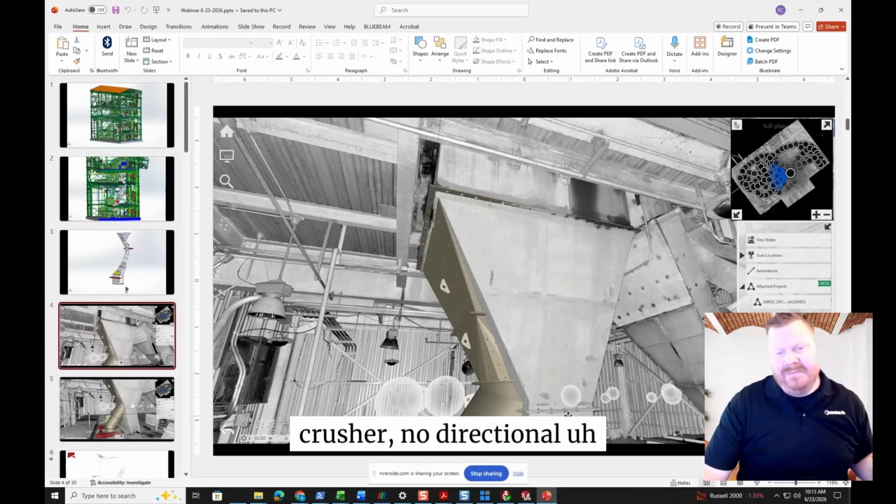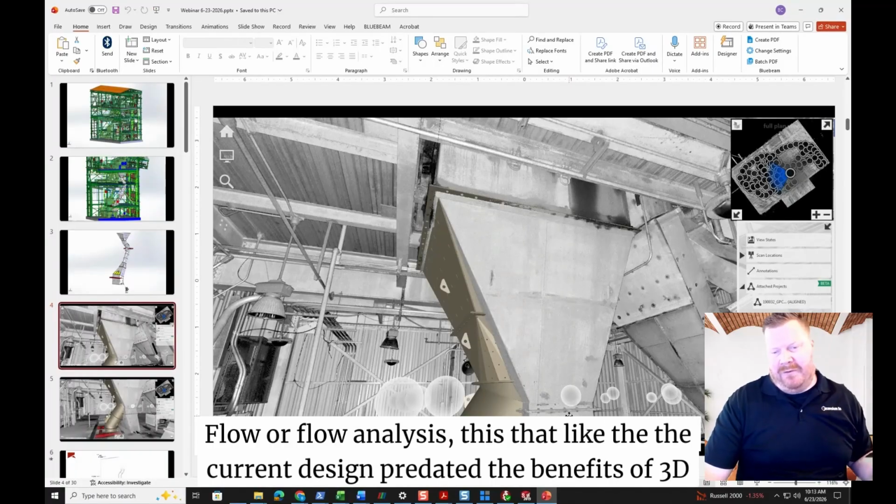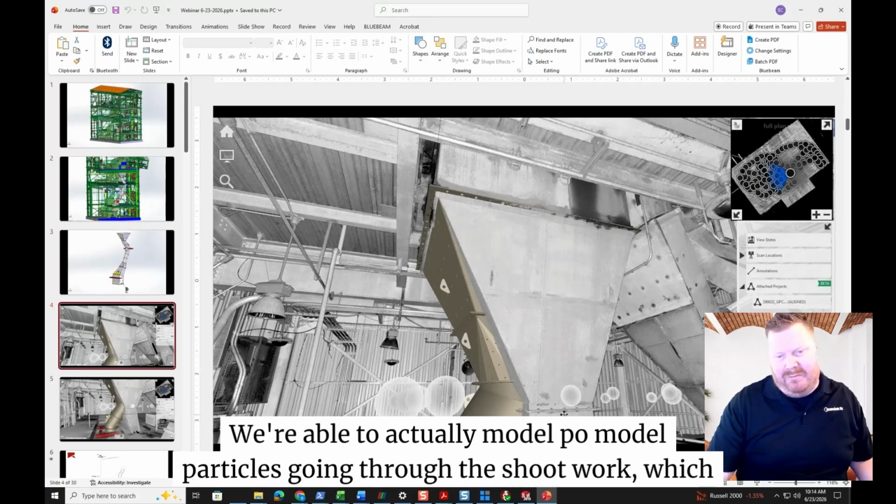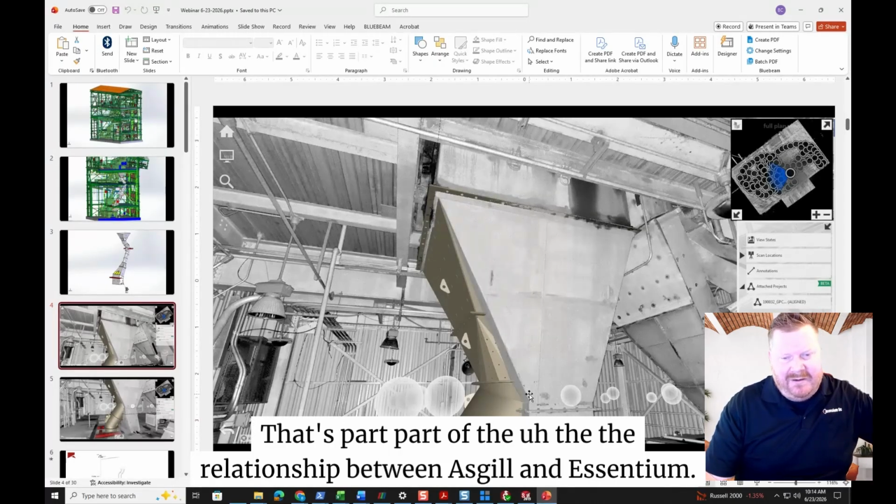No directional flow analysis. The current design predated the benefits of 3D laser scan that we have now, and also discrete element modeling. We're able to actually model particles going through the chute work, which I'll get into later. That's part of the relationship between AsBuilt and Ascensium.